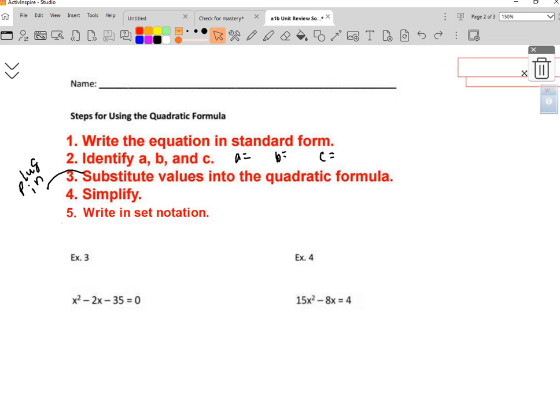We are going to do some examples of that together. Once again, today you're only doing the even problems. One side of the worksheet is you're solving by factoring, and the other side is you're solving using the quadratic formula, so make sure you're following the directions.